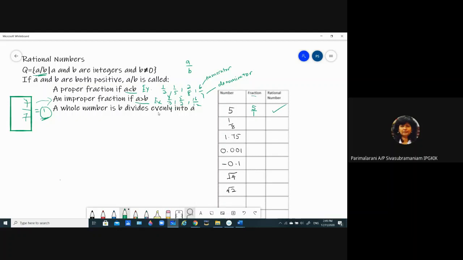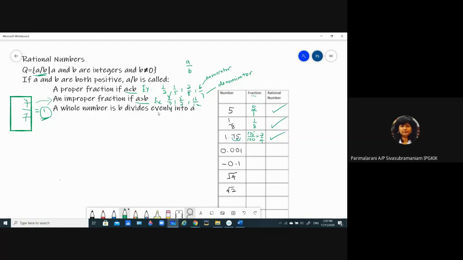So 1 over 8, we know that it's already in the form of a fraction. Therefore, it is a rational number. How about 1.75? Can you write this in the form of a fraction? Is it possible? First step, 175 over 100, and this is 7 over 4. So 1.75 you can write as a fraction because it is equal to 175 over 100.